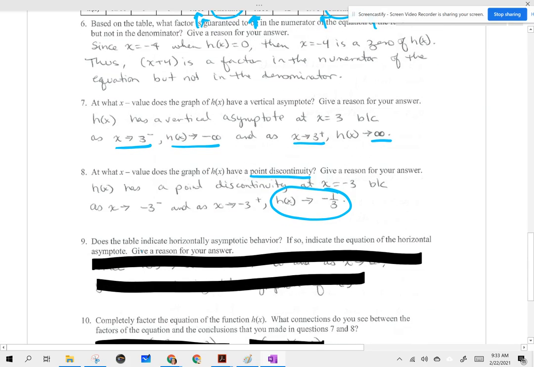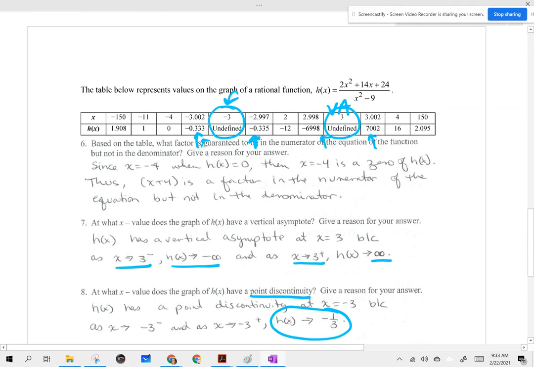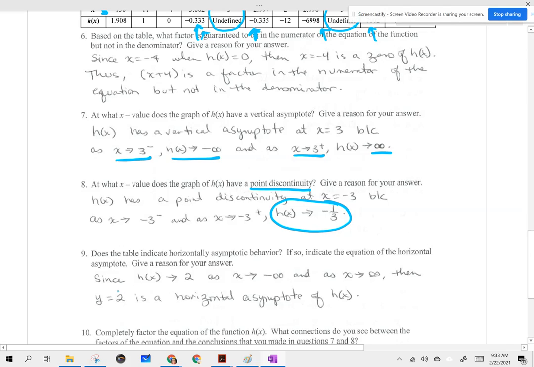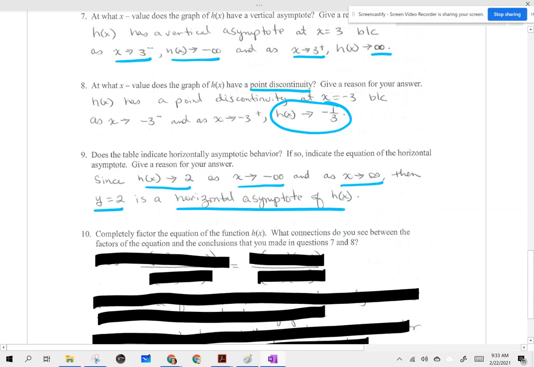Number 9, does the table indicate a horizontal asymptote? I can't even say that word. And basically, is there a horizontal asymptote? If so, indicate the equation of the horizontal asymptote and give a reason for your answer. So if we look at that, we're going to be looking at the end behaviors. So let's take a look and see the end behaviors of the graph, what's happening. Since h of x is approaching 2 as x approaches negative infinity and positive infinity, then y equals 2 is a horizontal asymptote of h of x.